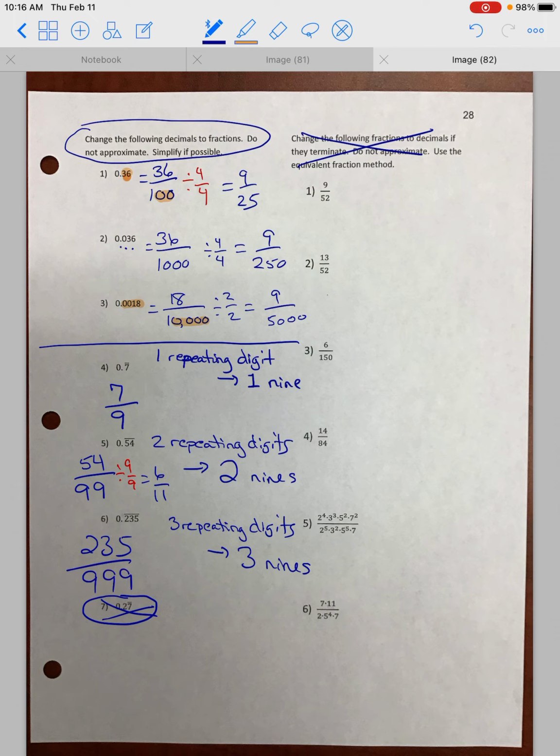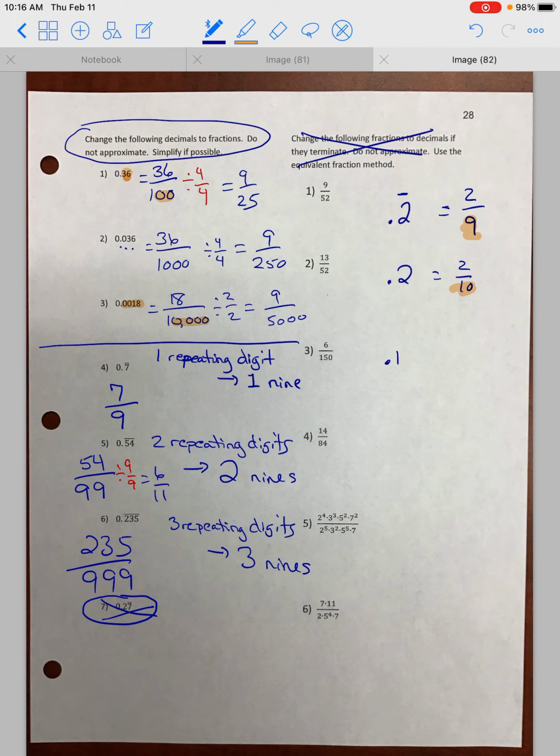All right, so just some extra examples over here. If I have 0.02 with a bar over the 2, that's 1 repeating digit, so that becomes 2 over 9. Now, if I didn't have the bar there, if it was just 0.2, that would be 2 tenths. So notice the difference in the denominator when it's repeating or not repeating.